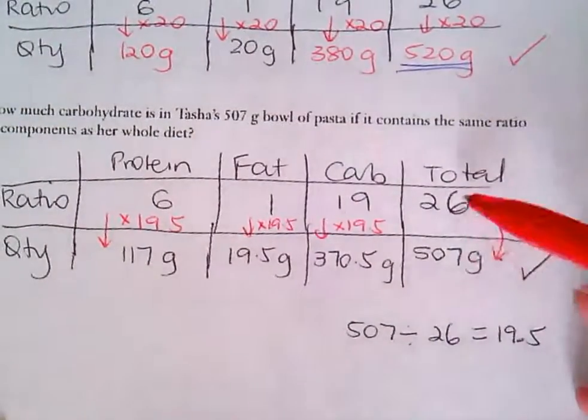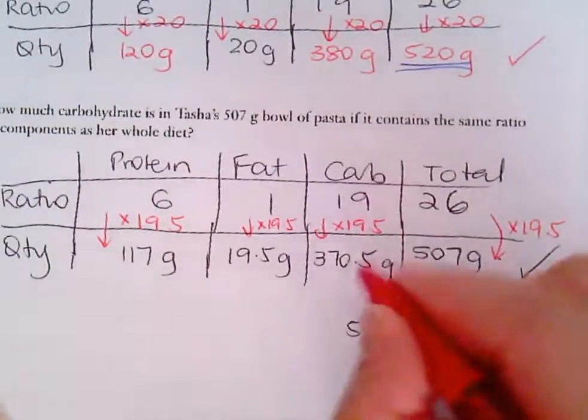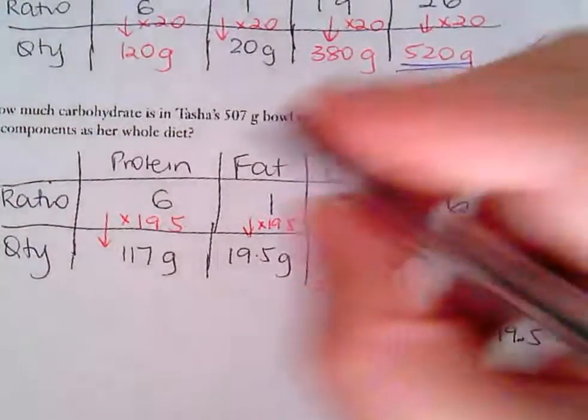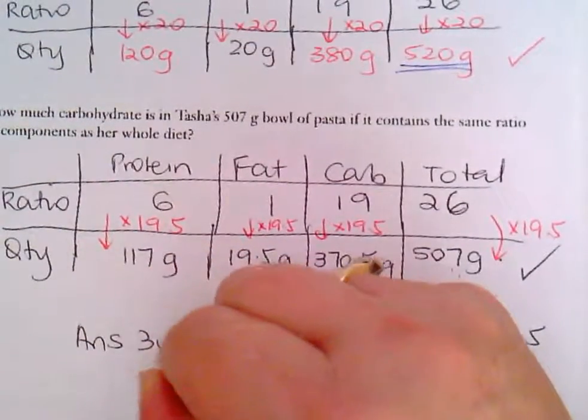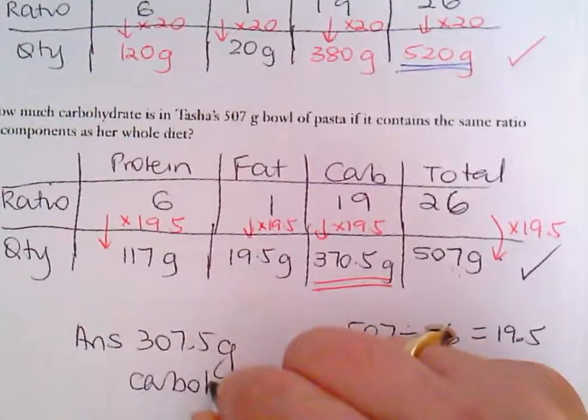With this, you would do your total one, and you would only need to do your carb one. So how much carb? The answer is 370.5 grams of carbohydrate.